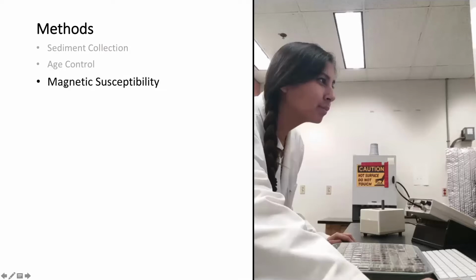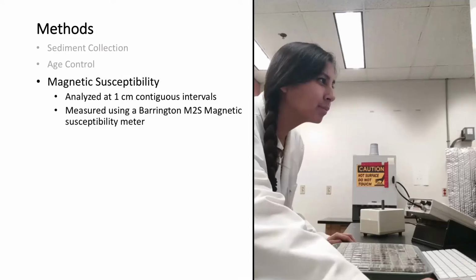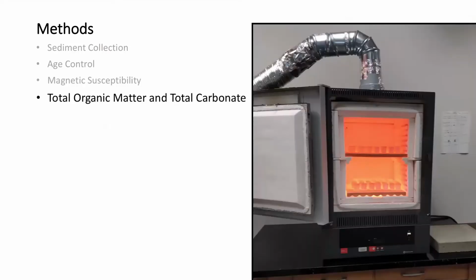Next for methods are magnetic susceptibility. We processed and analyzed magnetic susceptibility at 1 centimeter contiguous intervals and measured them using a Barrington magnetic susceptibility meter. Next, we analyzed for total organic matter and total carbonate via the loss on ignition method from Dean 1974.